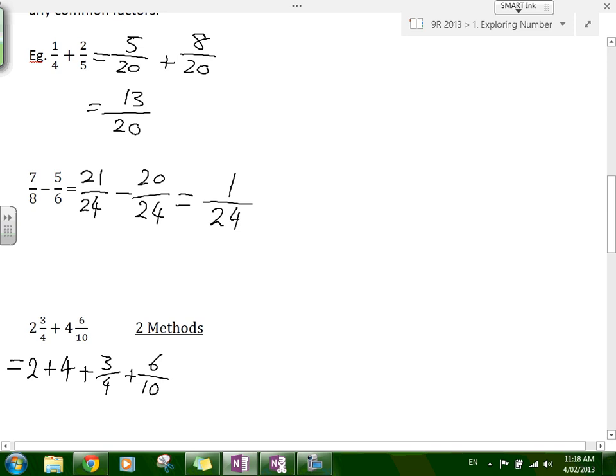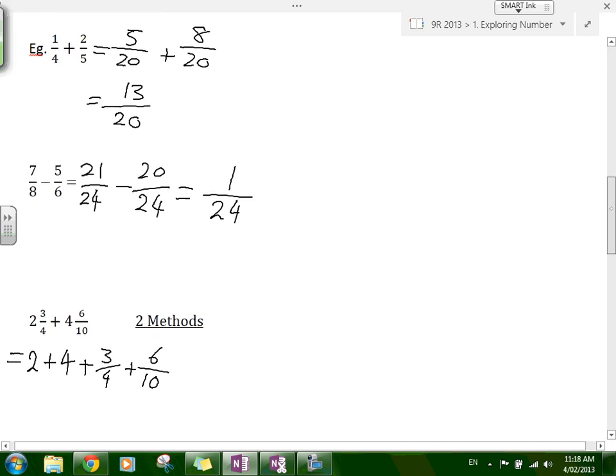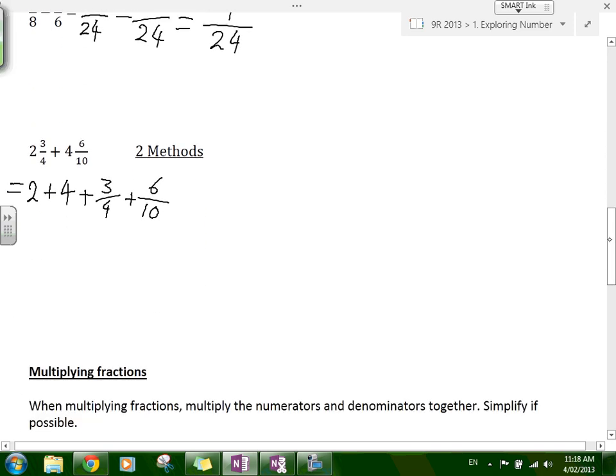Take note. I just wanted to make sure people see this. So you're adding the 2 and the 4, then you're adding the 3/4 and the 6 over 10. So 2 plus 4 is 6. What's the lowest common multiple of 4 and 10? It's 20.